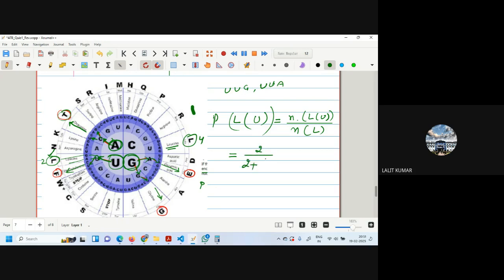And the other leucine, if you see on the periphery, other leucine is here. And in how many ways is it getting generated? 1, 2, 3, and 4. So this becomes 2 divided by 2 plus 4. So this is 1 by 3, which is equal to 0.33. Is that okay? Is this part understood? Yes. Okay.